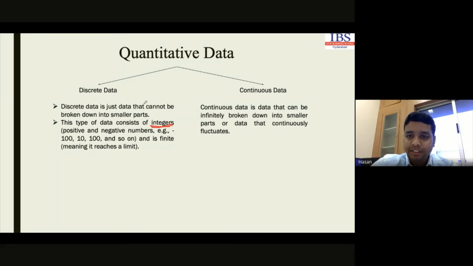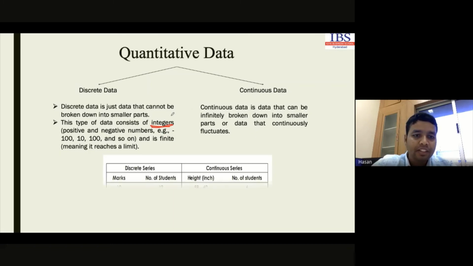But continuous data can take any value. Maybe positive, maybe negative, maybe decimal, maybe fractional, anything. So these are the differences between types of quantitative data, as opposed to qualitative: discrete or continuous.